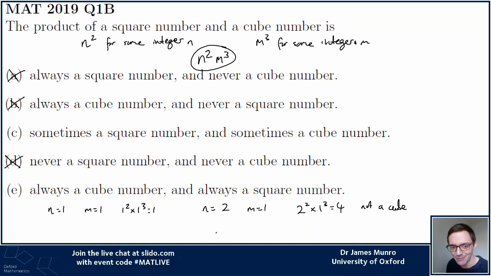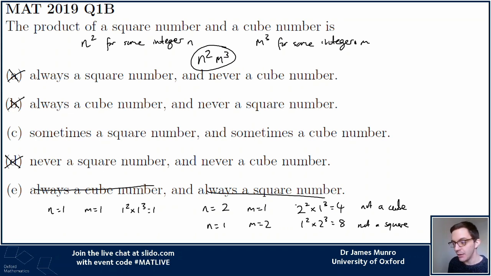In fact, just for symmetry, I'm going to check what happens when N is 1 and M is 2. Well, that's 8, which is not a square. So actually, both halves of E are false. E is two false statements put together. It's not always a cube number, and it's not always a square number. But it is sometimes a square number, and it is sometimes a cube number. So the answer for question 1B is C.